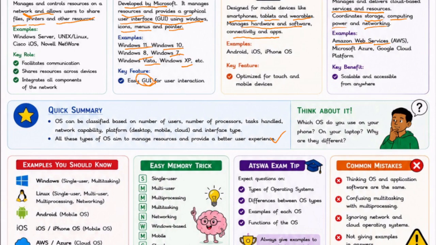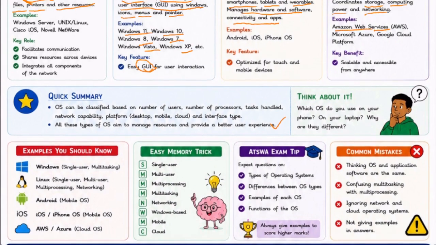Why are they different? So examples you should know: Windows, single user, multitasking; Linux, single user, multi-user, multiprocessing, networking. You have Android, a mobile operating system, and so many more. So that is for slide 4.